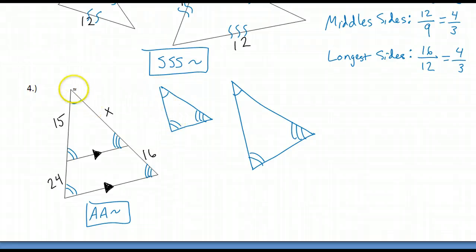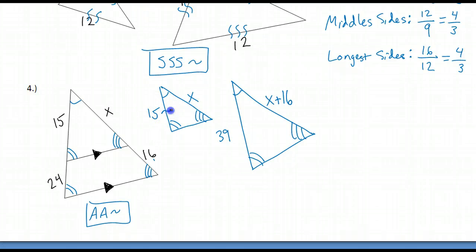Well, this side is 15, and this side is x. And this side is 15 and 24 long, so it is 39. And now this side is x and 16 long. A lot of students want to write down 16x. Well, that means 16 times x. To find out this entire length, I don't want to take 16 times x. I want to take x and 16 and add them.